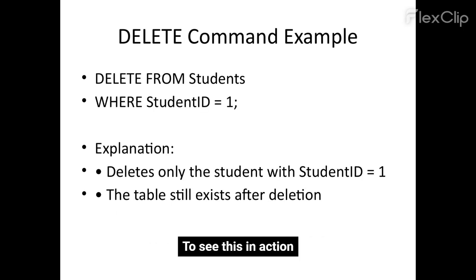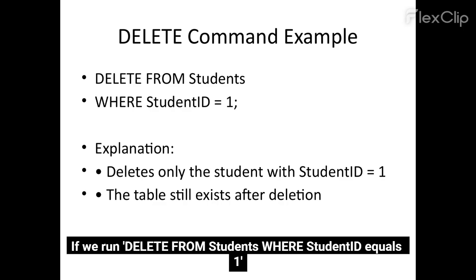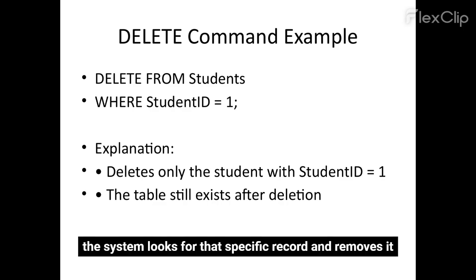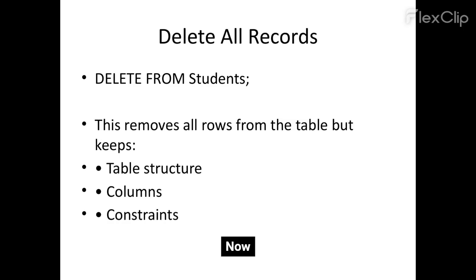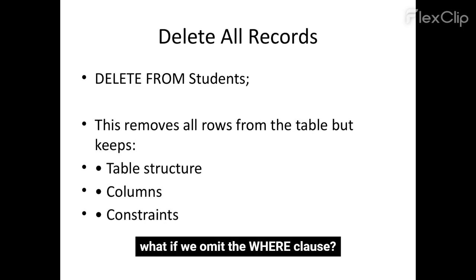To see this in action, look at this example. If we run delete from students where student ID equals 1, the system looks for that specific record and removes it. Notice that only that specific student's information is gone, the rest of the students table remains intact and ready for new data. Now, what if we omit the where clause?